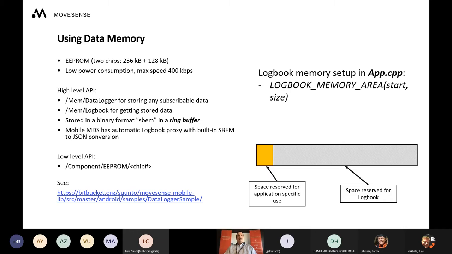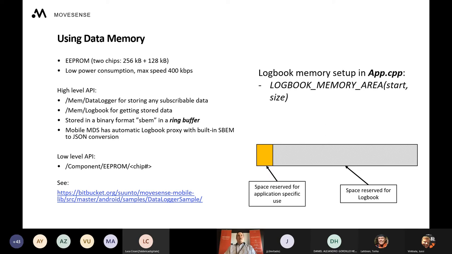Then on the high level access, you can have the MEM data logger for storing any subscribable data. There are some limitations, like you cannot store strings, and if you have many arrays in an object, they have to be the same length. But basically all the internal ones and any of the user services that you create can be stored into the data memory. Then we have the MEM logbook for getting it back.